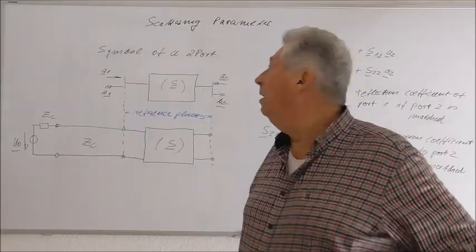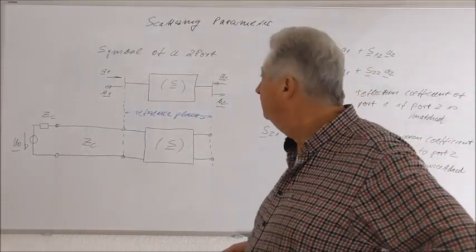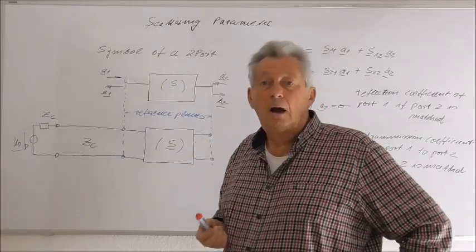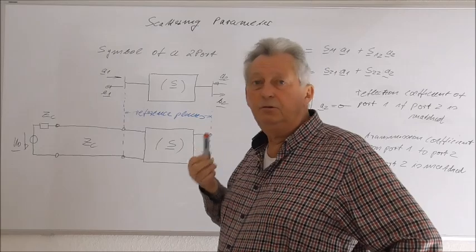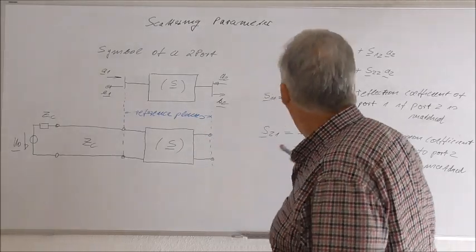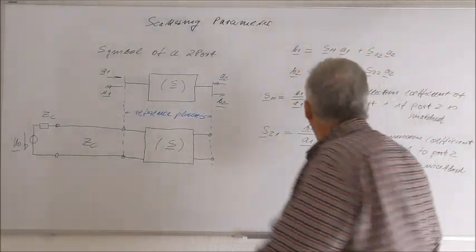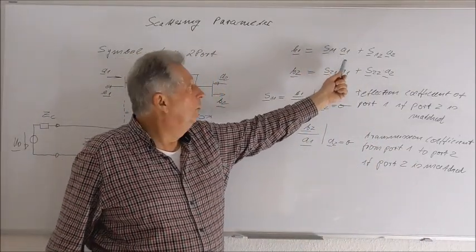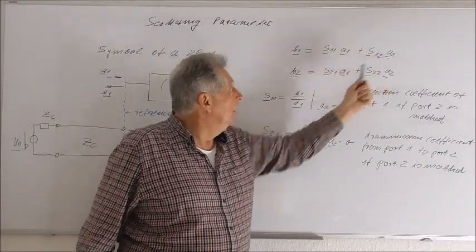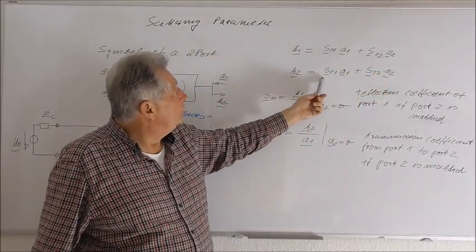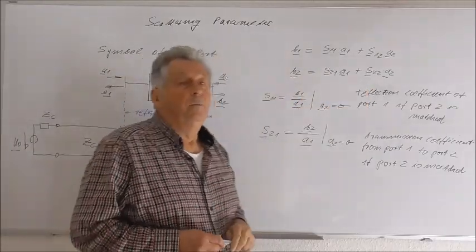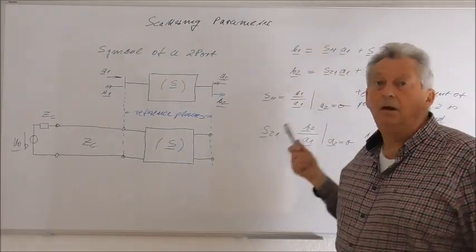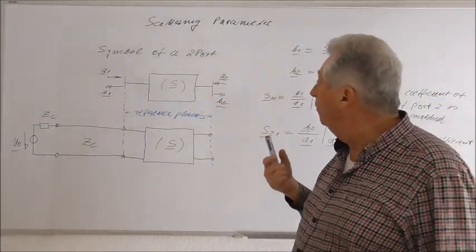To go on in our lecture, I now sketch the symbol of a two-port. So in case of a two-port, of course, we need an S matrix or a scattering matrix to describe the total two-port. And here are the equations we use to describe a two-port. That is B1 is S11 times A1 plus S12 times A2, and B2 is S21 times A1 plus S22 times A2. But what do these elements now stand for? What is the meaning of the elements?